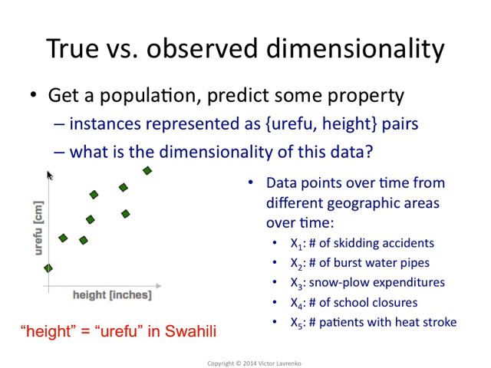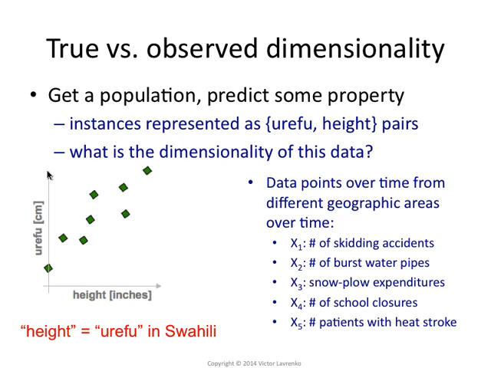Let's say I'm observing a data set with the following 5 variables. It comes from different geographic areas over time, and what I'm measuring is the number of skidding accidents on the roads where a car spins out of control, and the second attribute is how many burst water pipes I have per square kilometer of the population. X3, how many thousands I'm spending on snow plows. X4, how many school closures I had per unit of time in that particular region. X5 is how many patients I had with a heat stroke in that particular region.